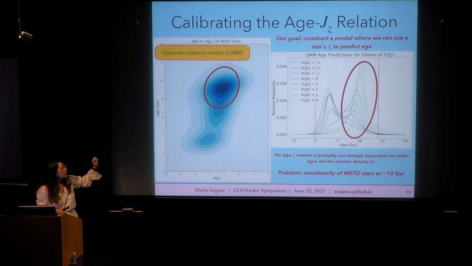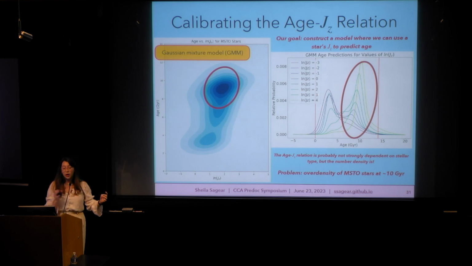So you can see what this means. Our Gaussian mixture model is going to fit that overdensity of stars around 10 gigayears, which makes sense, they're main sequence turn-off stars. But what that's going to do is pull our age predictions towards that 10 gigayear bubble. And we don't want that because we don't think that M-dwarfs have this overdensity at 10 gigayears. So how do we get around that?